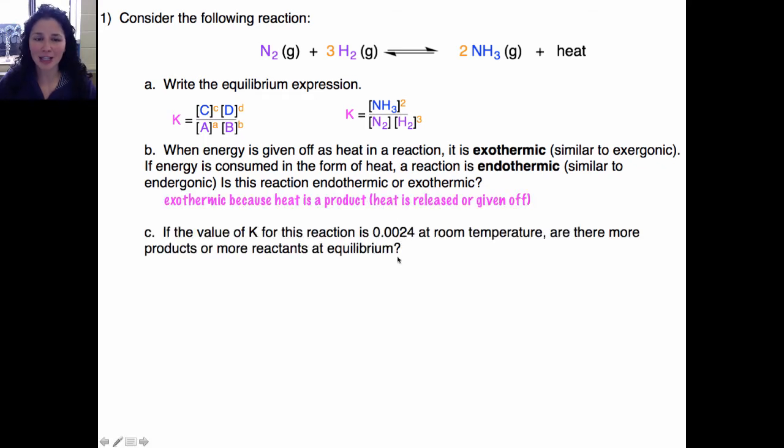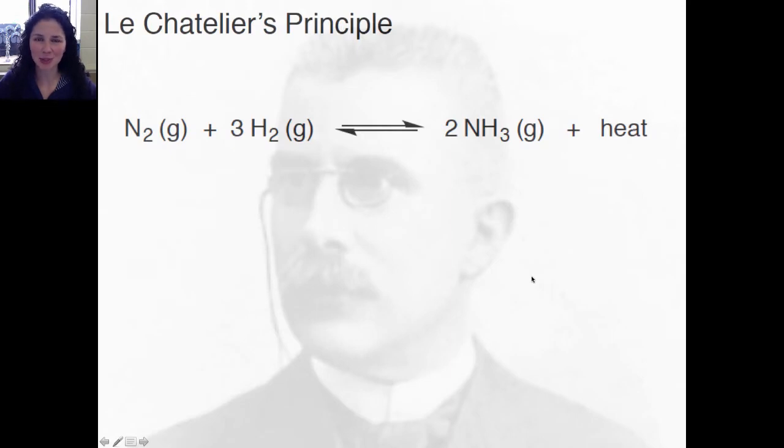Now, if the K value for this reaction is 0.024 at room temperature, this number tells you, because it's less than 1, that there are more reactants, so there is more nitrogen and hydrogen gas, than there are products, ammonia, at equilibrium. Now let's talk about Le Chatelier's principle.